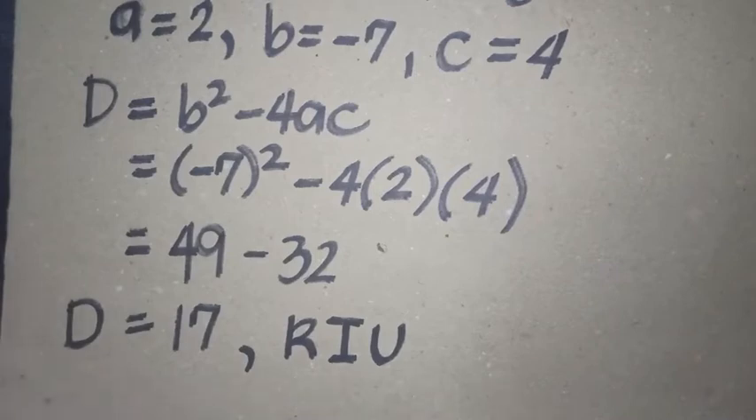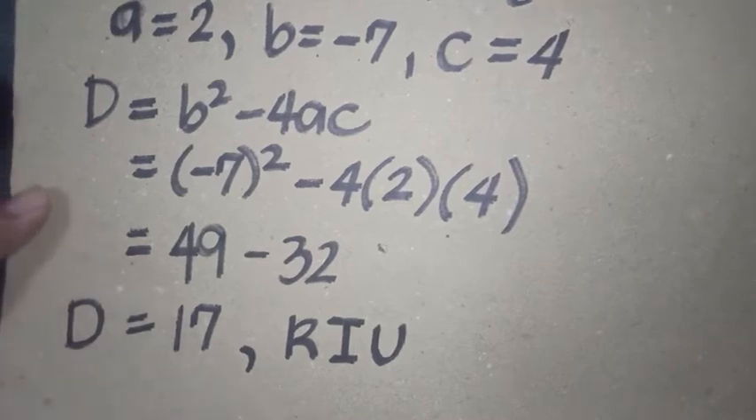So, take note, real and rational kung ang discriminant natin is positive and a perfect square. Pero pag positive pero hindi siya perfect square, you have real and irrational. Of course, pareho silang unequal yung roots. Okay?